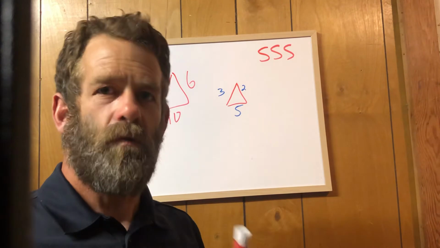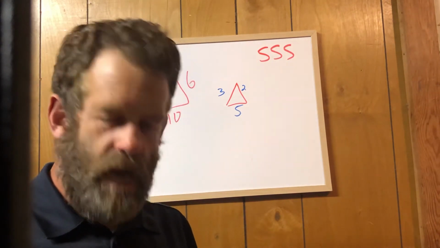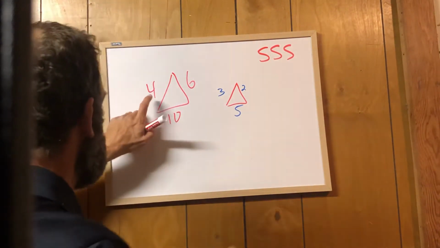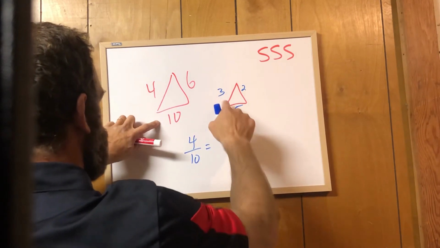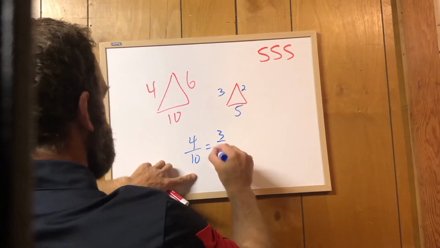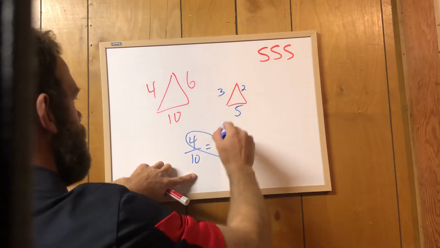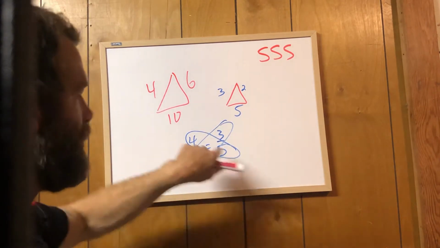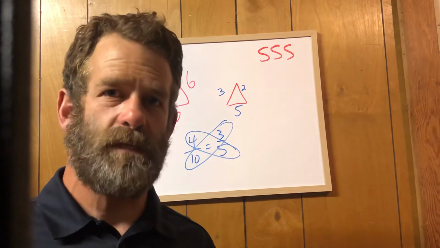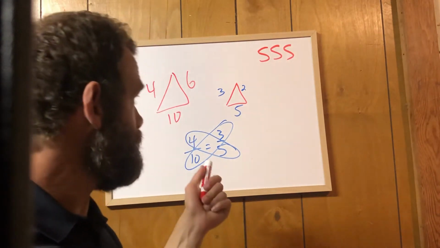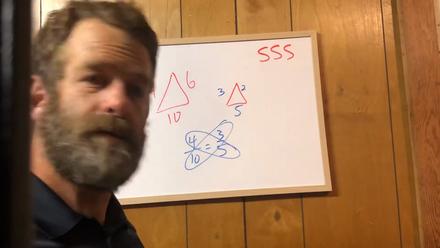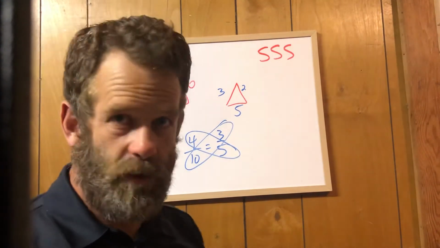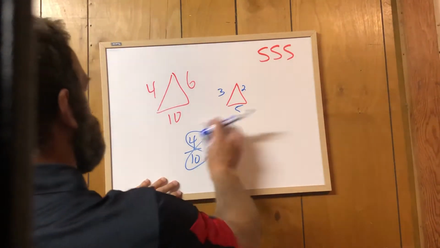Well, right off the bat, I know a lot of people would say, okay, well, let's say 4/10, does that equal 3/5? And then when you cross multiply, 5 times 4 is 20, 10 times 3 is 30. So a lot of people would say, no, it's not, because they're not proportional. So I cannot say they're similar because of side, side, side. That's incorrect.